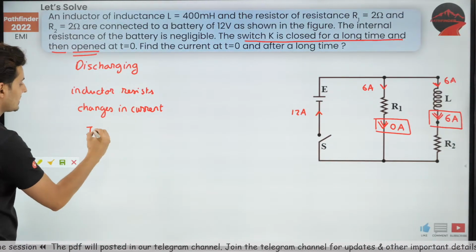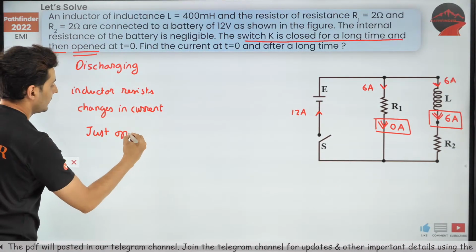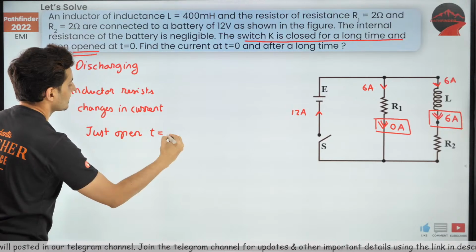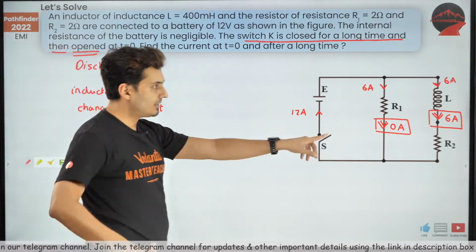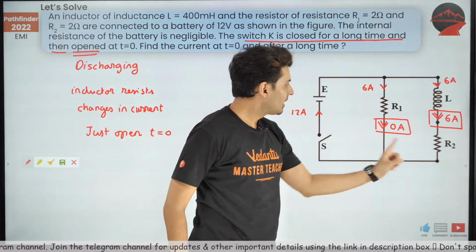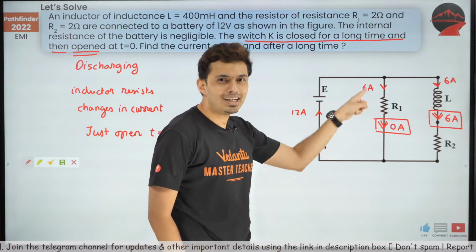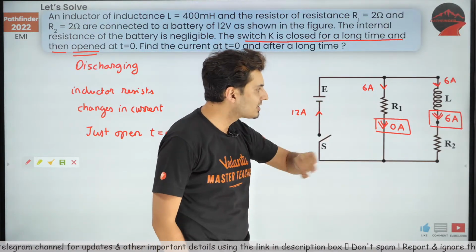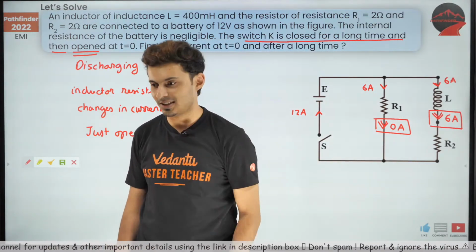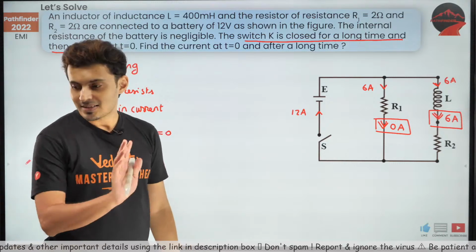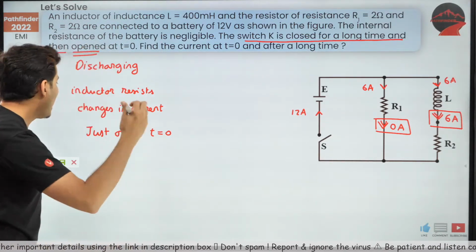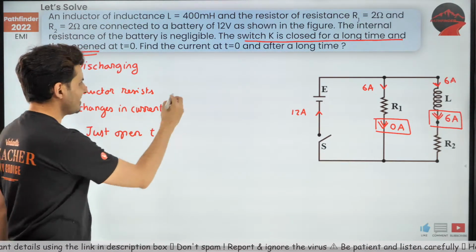Just opened, at t equal to 0. Inductor will resist, so it will maintain the current. But in this branch, there is no inductor, so it falls to 0 instantly. There is no opposition. Correct. Is that clear? Now, after a long time, this is simple.